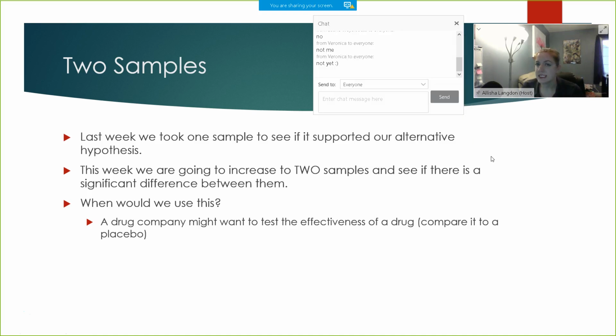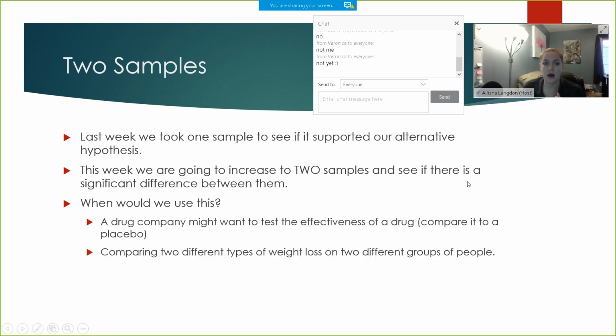Here are some ideas, and I did throw some out there in the course announcements. If you have a drug company and you want to test the effectiveness of a drug, you have to have a study done where you have 2 samples, and usually you compare it to a placebo, where they're not taking the drug but they think they are, compared with people that are actually taking the drug. You have to compare the 2 to actually see if it works.